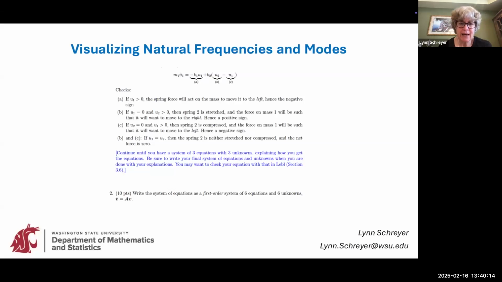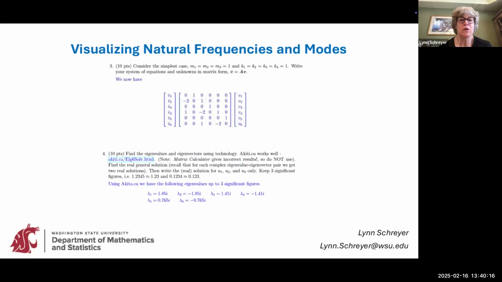So this example is 6 equations, 6 unknowns. And if you put in that all masses are 1 and all springs are 1, then they get the following system. And so now the fun begins. Okay, so we get to compare with the real world.